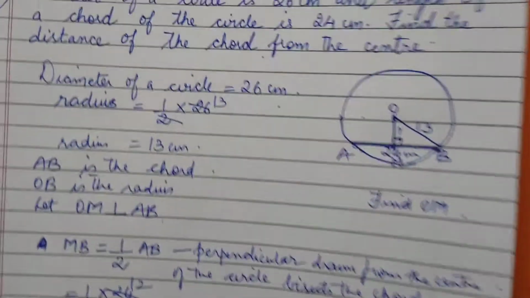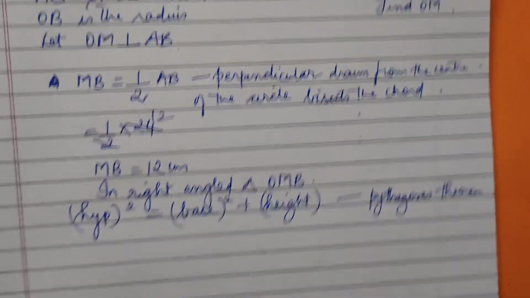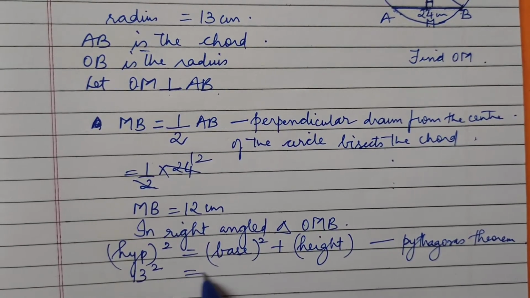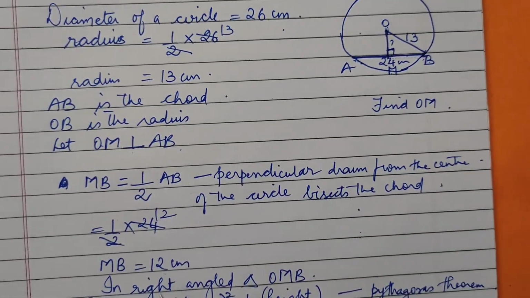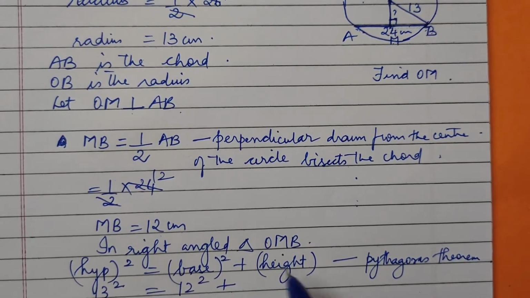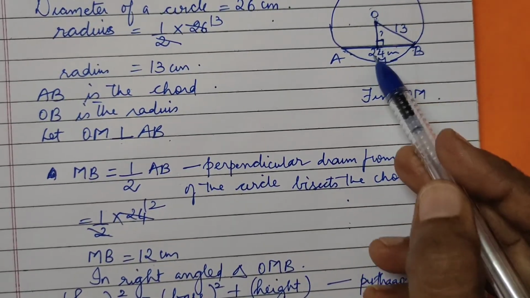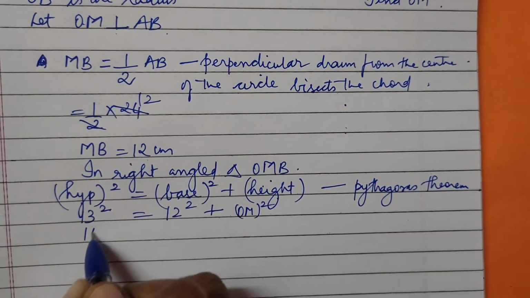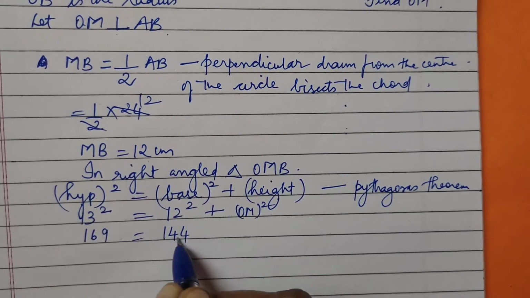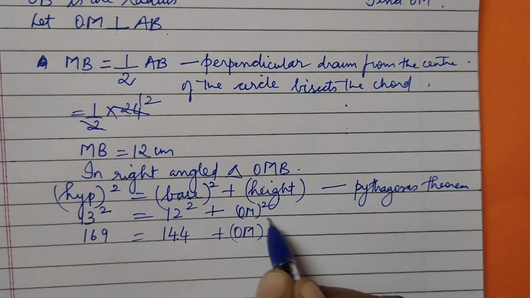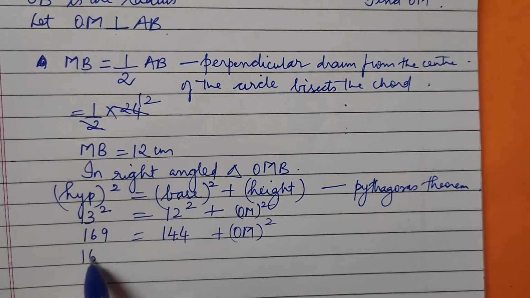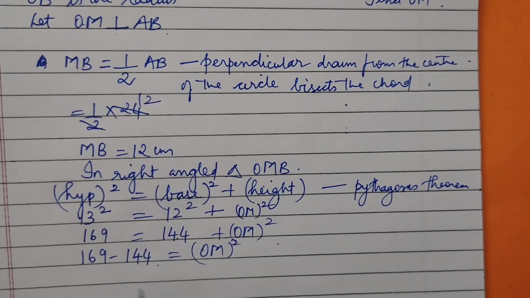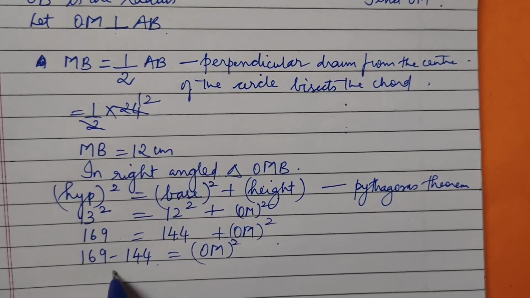Now I am writing, what is our hypotenuse? You can see the hypotenuse is given as 13. So I write in the place of hypotenuse 13 square. The base is half of the chord, that is 12 square, which I just found. I need to find the height, and the height is OM. So I write OM square. Now 13 square is 169, equals 144, that is 12 square, plus OM square. Now I take 144 to the other side, 169 minus 144, and OM square is left. 169 minus 144 is 25.